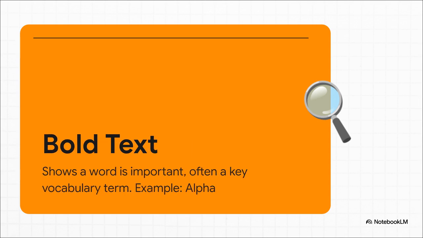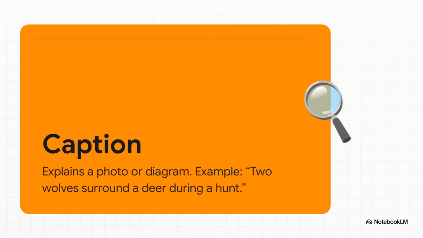You know how some words just seem to jump off the page at you? That's bold text. It's the author's way of saying, hey, pay attention to this word. It's almost always used for key vocabulary that you absolutely need to know, like the word alpha in an article about wolves. And what about pictures? I mean, a photo is just a photo until you read the caption. The caption is what connects that visual to the text. It gives you crucial information that a lot of the time you won't even find in the main paragraphs.